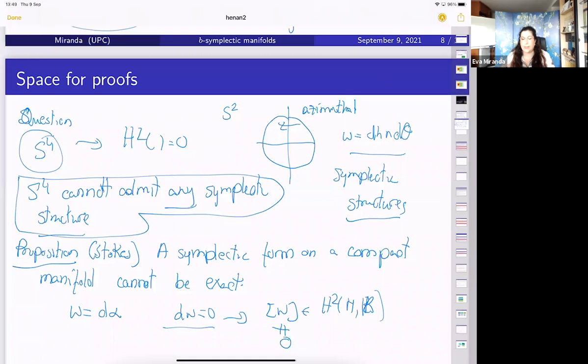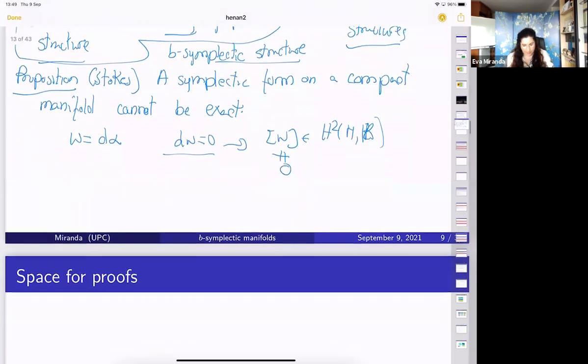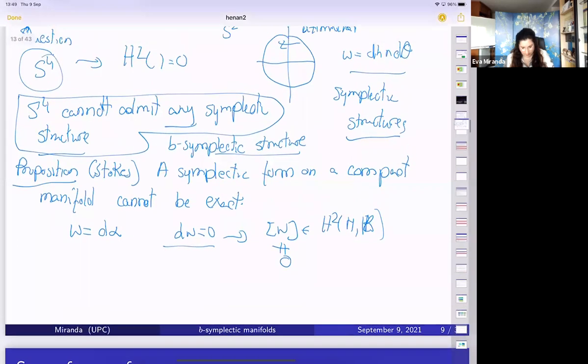There is a problem in the list that is very interesting. Can it admit a bisymplectic structure? I still haven't defined it, but this is connected to this proof. You can solve this by trying to reproduce this proof, or by using problem 1.6, and you can use problem 1.7. So that's the space for proofs. It's very convenient, since I thought that I needed a space for proofs.